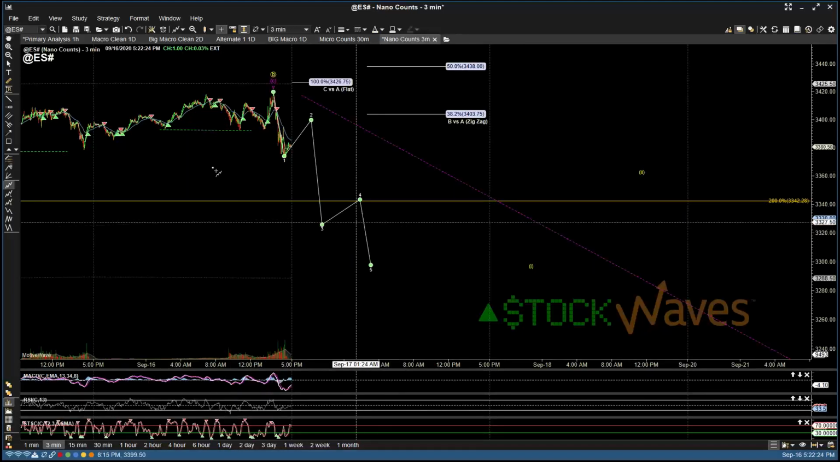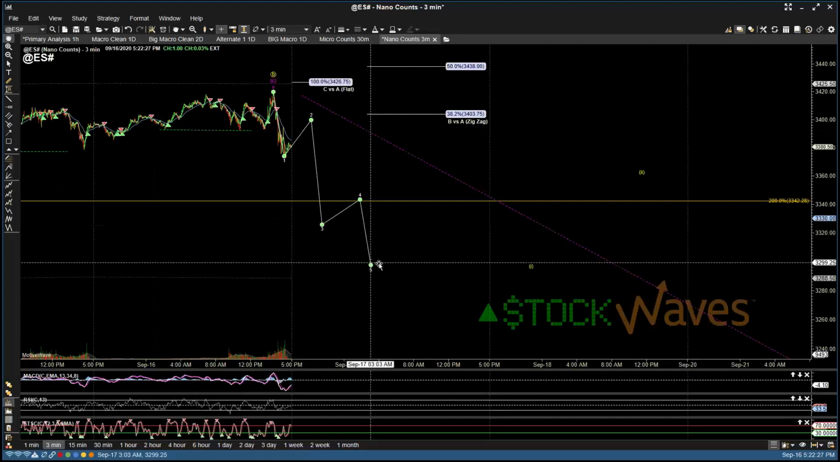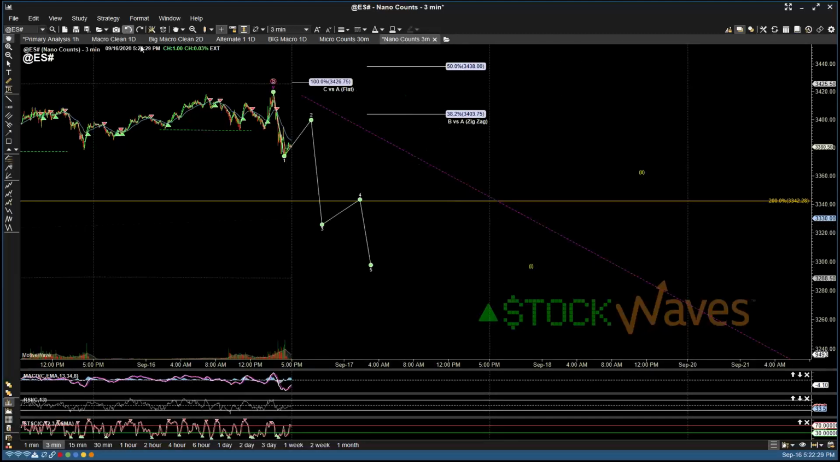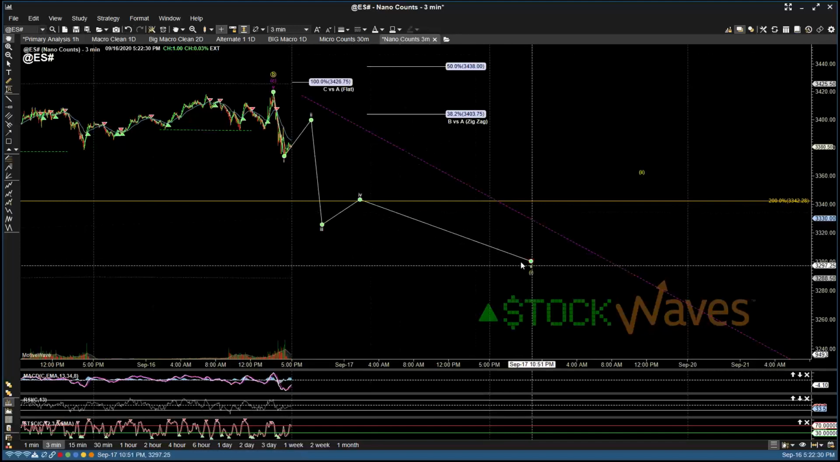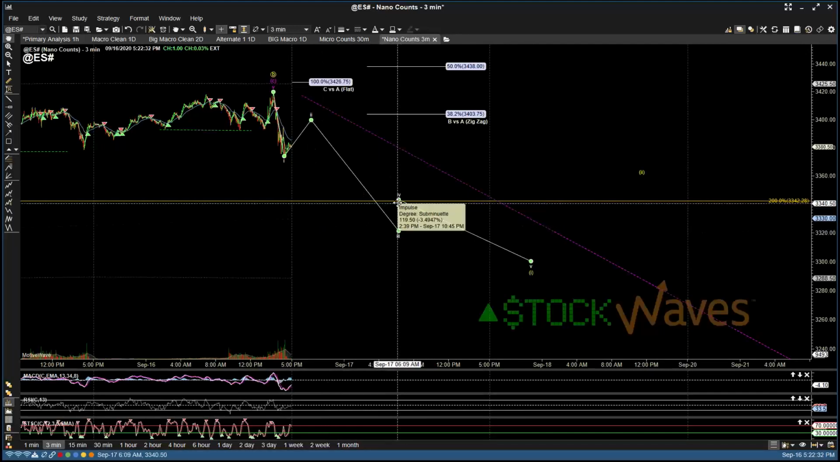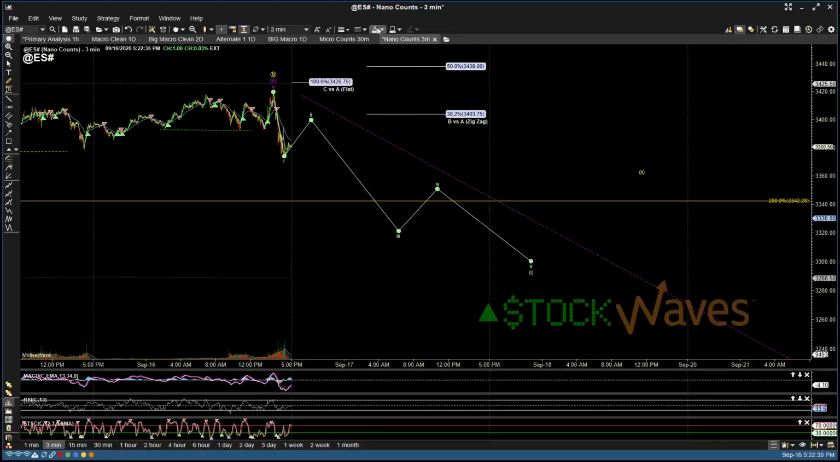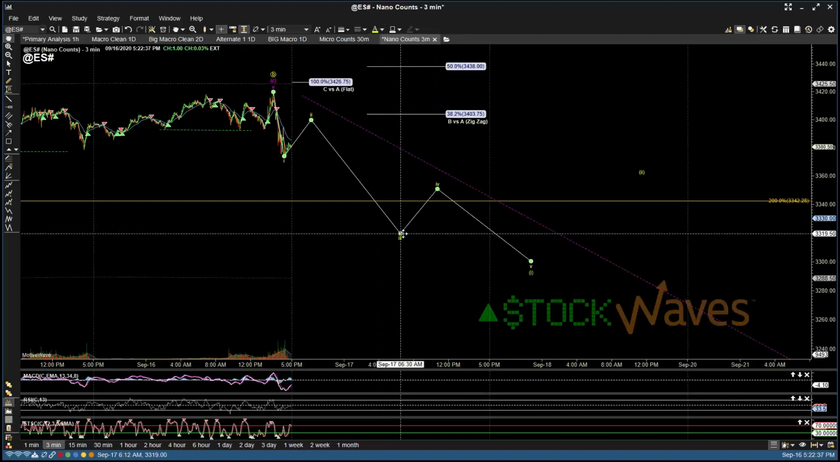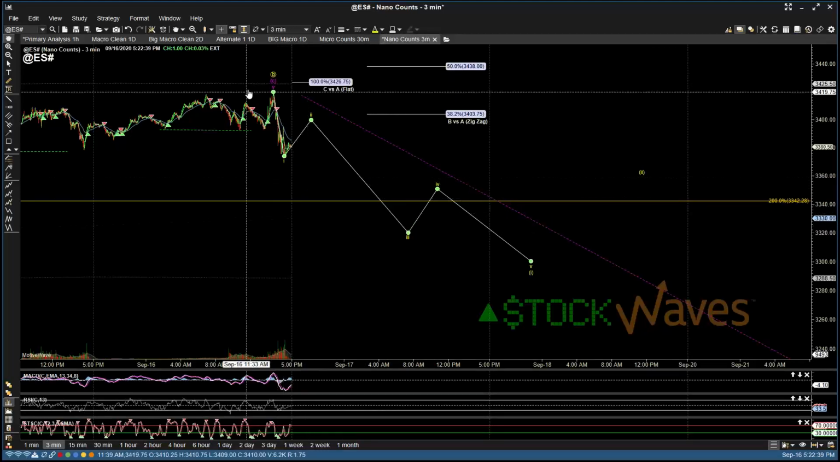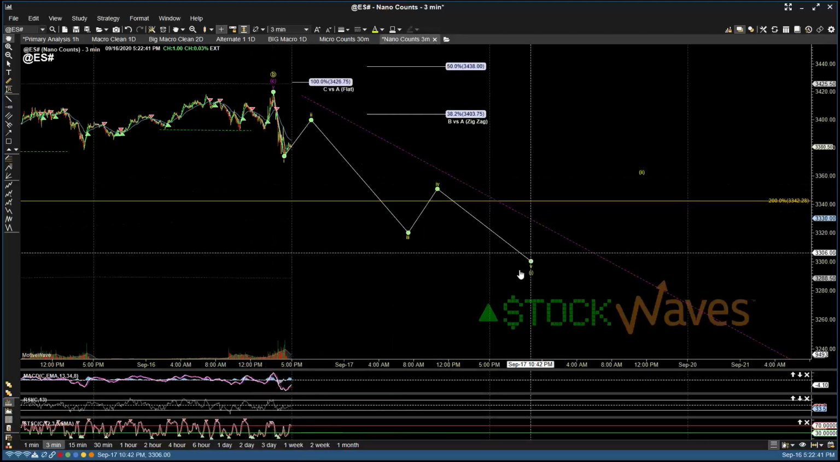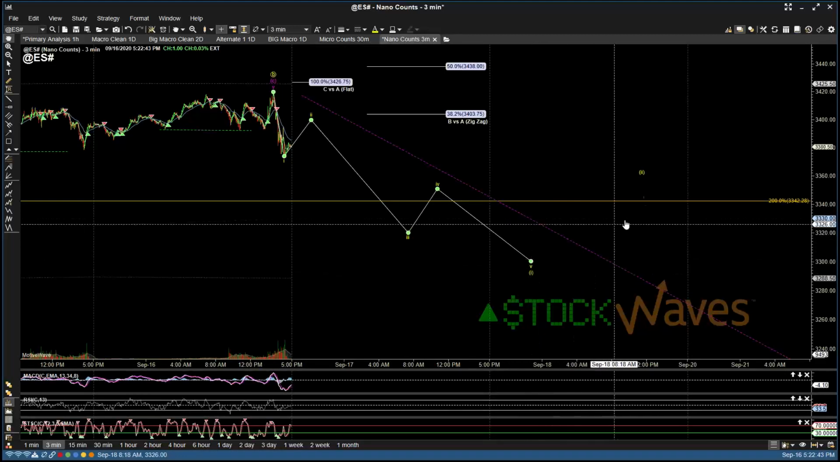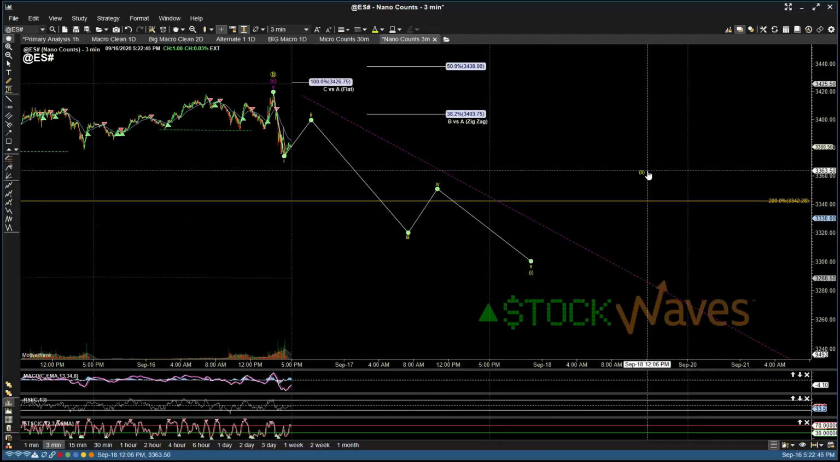So this could be the 1, 2. Just snap this over here. And so that will be without any parentheses or circle, just lowercase Roman numeral. Can be 1, 2, 3, 4, 5 inside that wave 1, and then we should get another bounce towards 3360 as the parentheses wave 2.